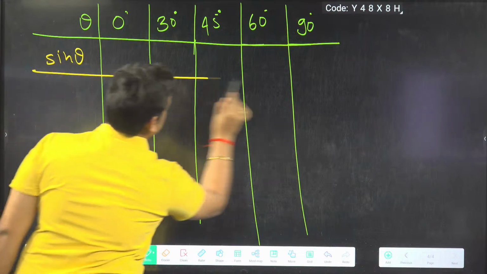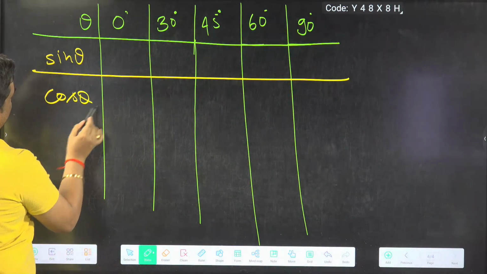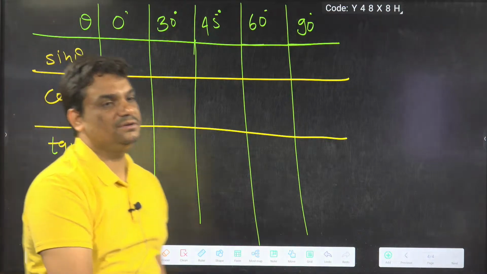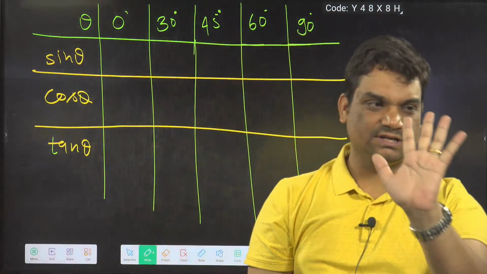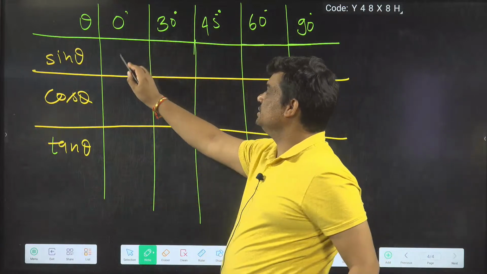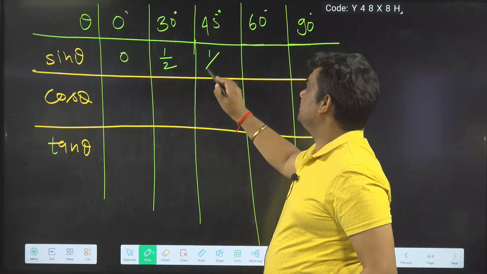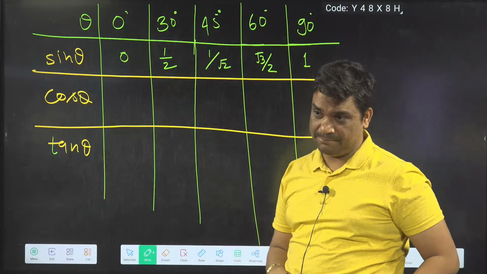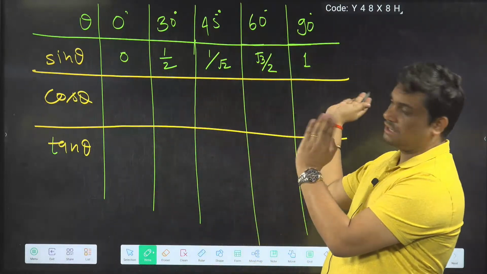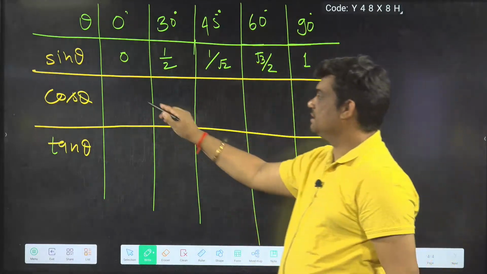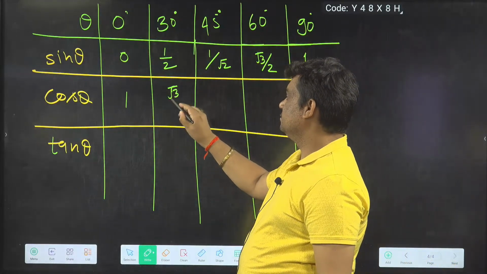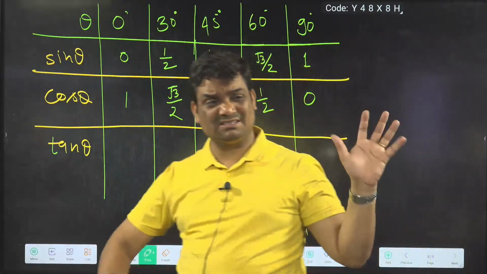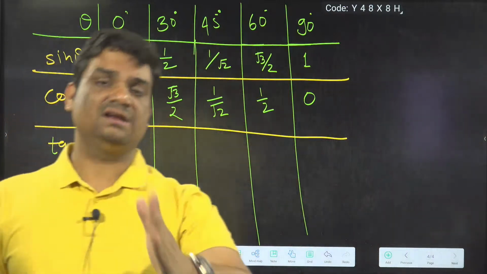So I can write sine, then cos, and then tan. The other three I am not writing, but they are just the reciprocals of these. So sine 0 is 0, sine 30 is half, sine 45 is 1 by root 2, sine 60 is root 3 by 2, sine 90 is 1. For cos, you can just shift it like this, so it becomes 1, then root 3 by 2, 1 by root 2, 1 by 2, and this one is 0. I'm not giving much stress here, because you should perfectly know this.